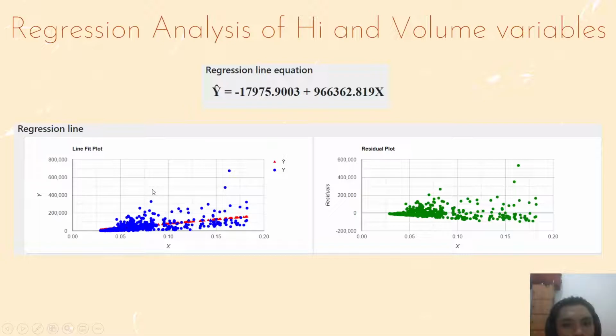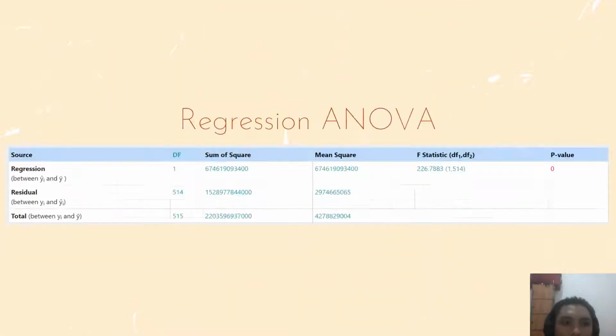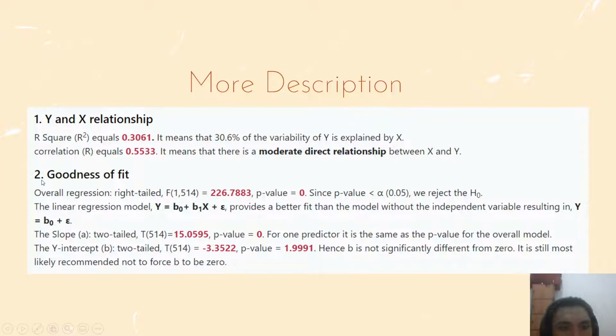So we have to chart it with the line fit plot and the residual plot. And yeah, we're using this function to get the dots here. It's like a scatter diagram, but it has this equation which we get from the previous formula. And also we have the regression ANOVA, as you can see here.